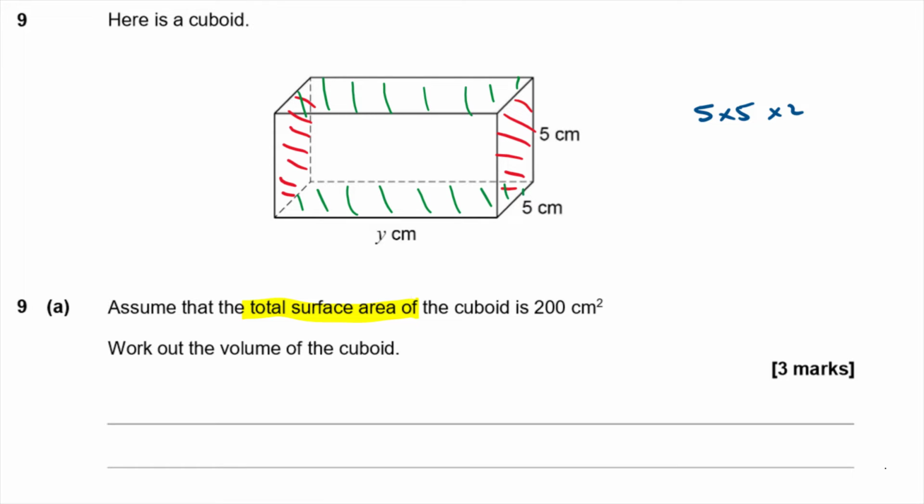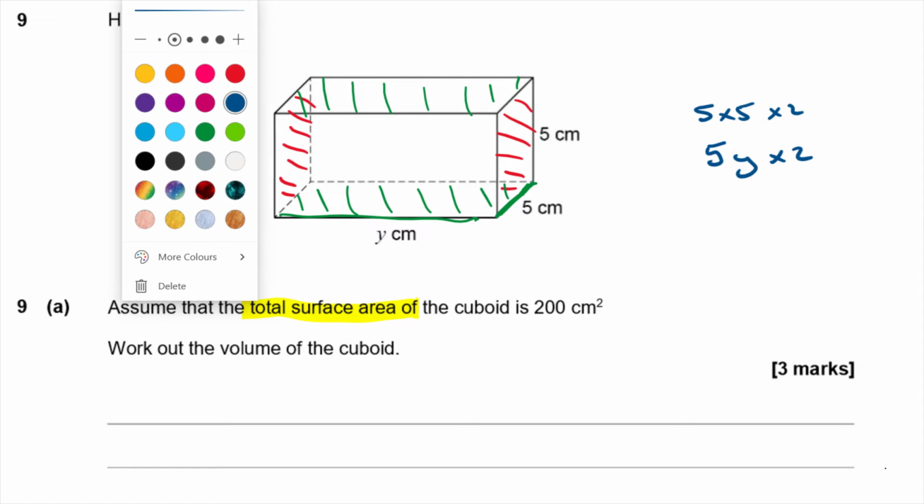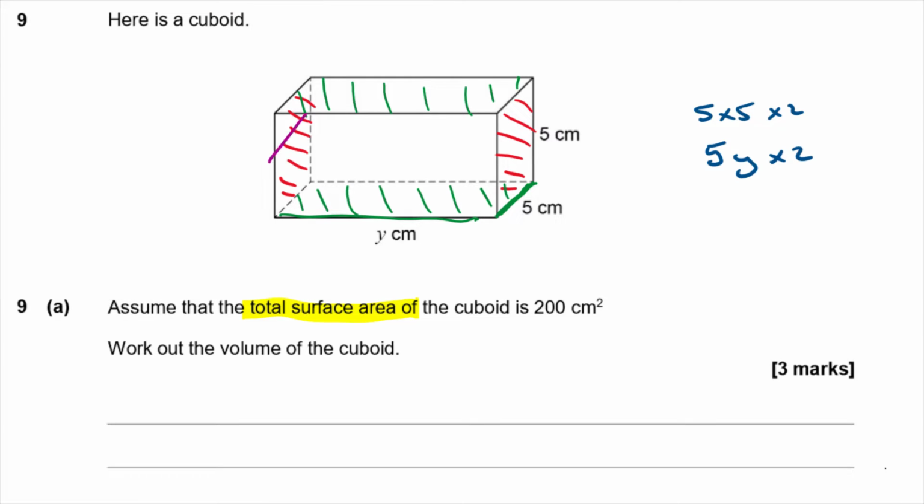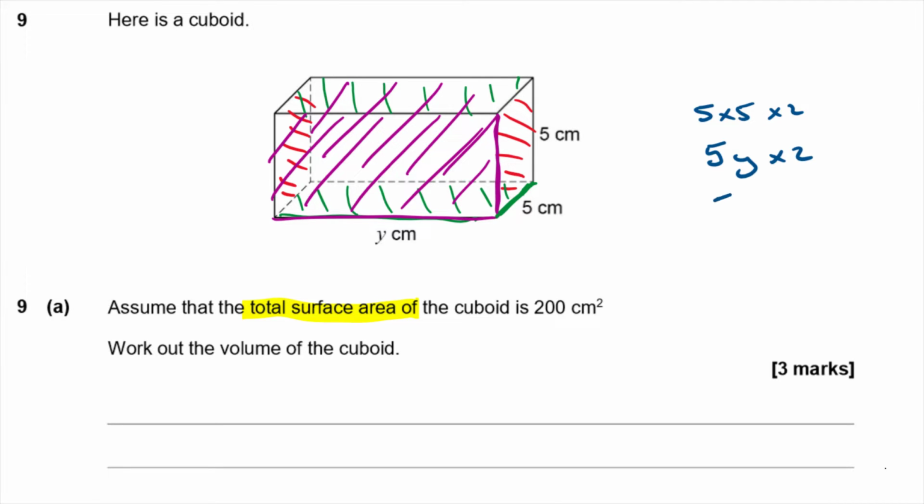Now that is going to have a side of 5 and y. So if I multiply those together, I'm going to get 5y. So I've got 5y for the top and 5y for the bottom. So I've got 2 of those, I've got 5y times 2. What about the front and the back face? Again, this face here and the back one are going to be 5 times y again. So I'm going to have 5y for the front face and another 5y for the back face.